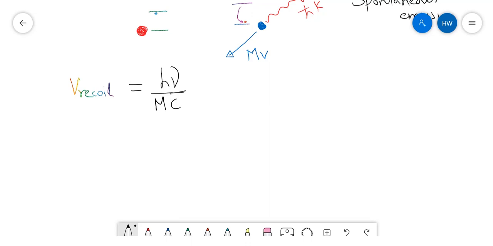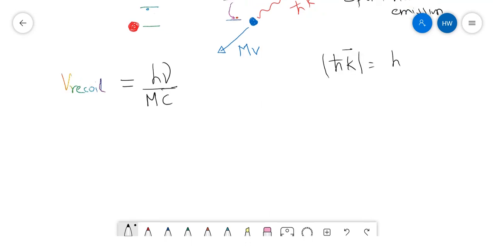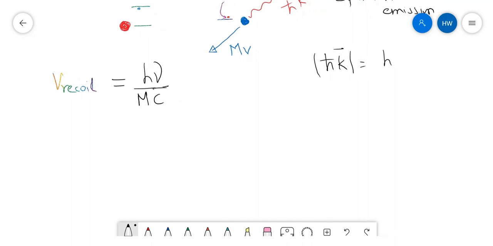This is my v recoil. I have basically equated the momentum carried by the photon to the momentum taken away by the atom, which in our case is simply m times v. And this v is what I'm calling v recoil. So let's estimate this number.